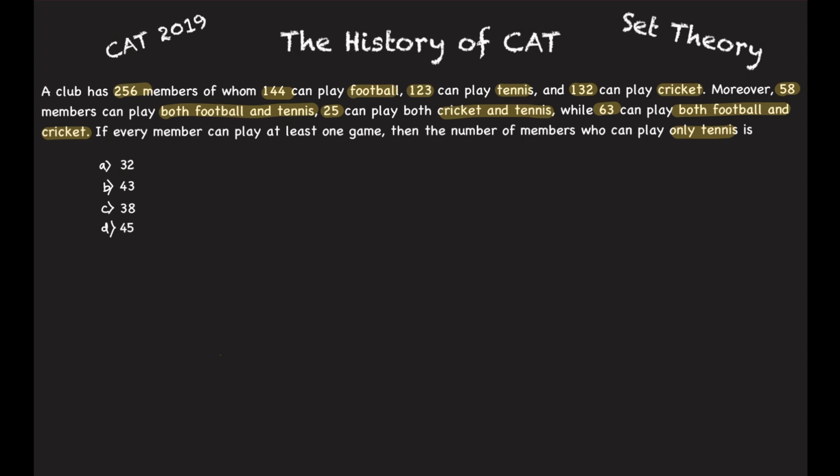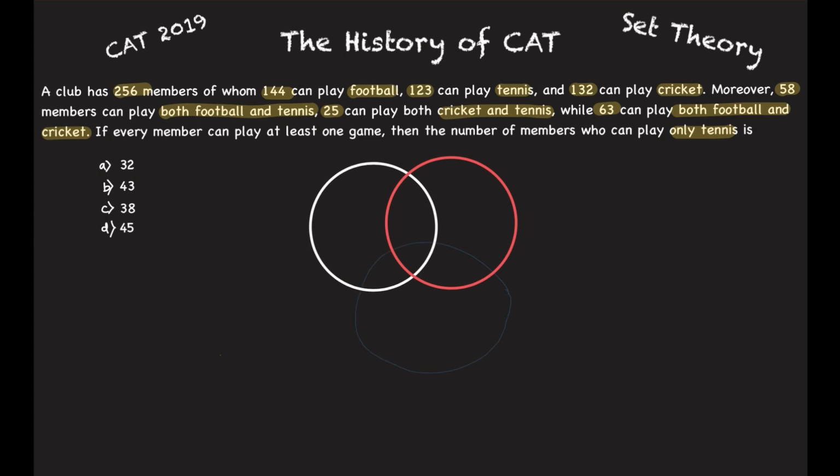So I'll draw three circles here. One I'll draw for football, one for tennis, and one for cricket, which we'll put in blue. So these are the three circles that I have.